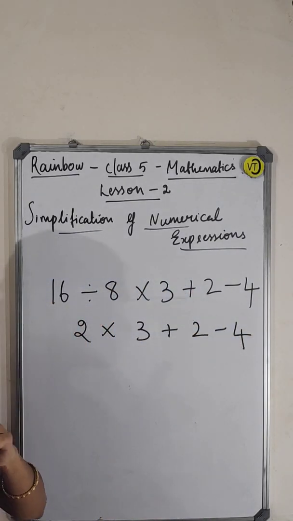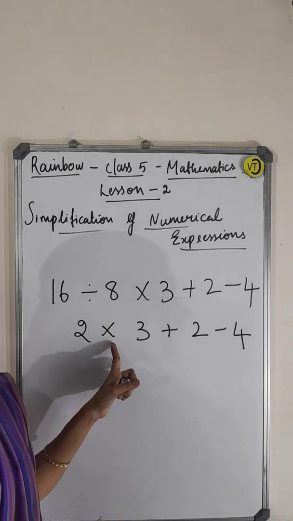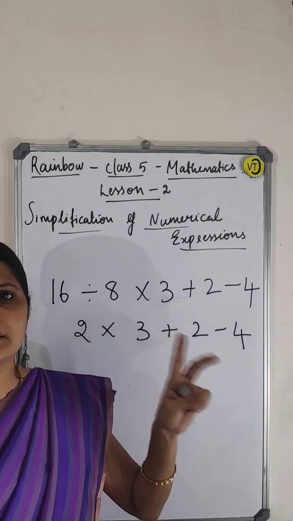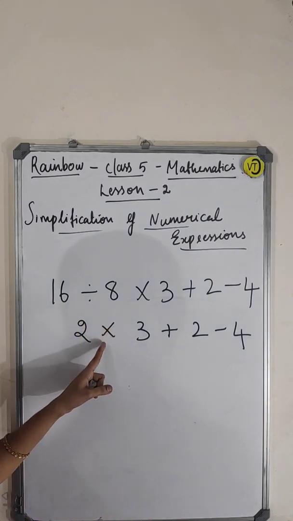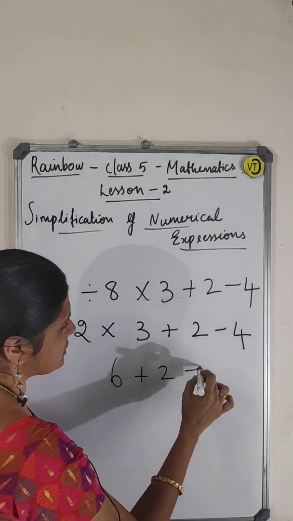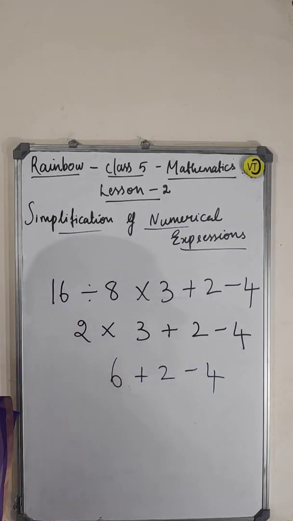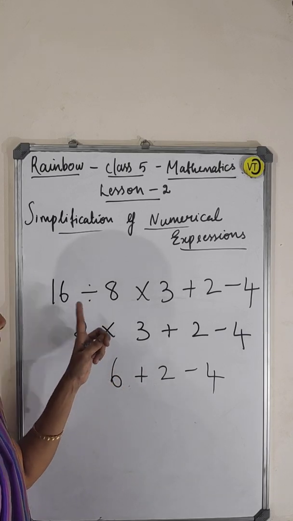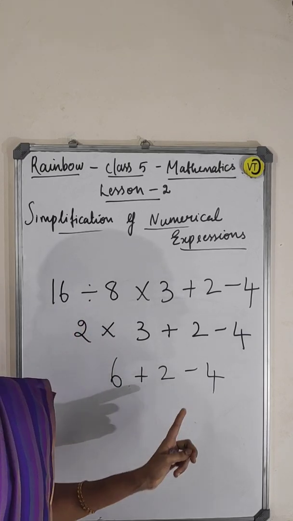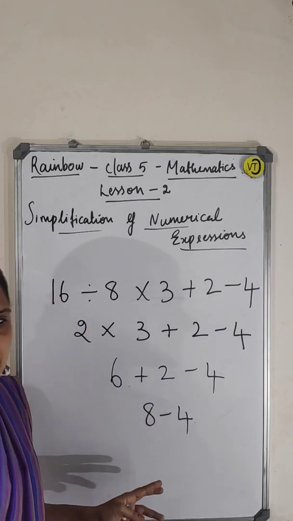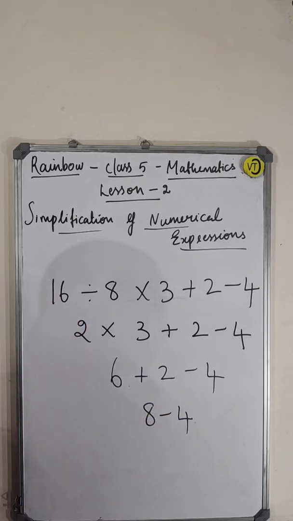The second step, multiplication now. Multiplication, addition, subtraction is there. The next priority you have to give is multiplication. 2 into 3, 6. Plus 2 minus 4. Then after that, addition. Division is over, multiplication is over, then addition. 6 plus 2, 8 minus 4. The last step is 8 minus 4, which is your answer.